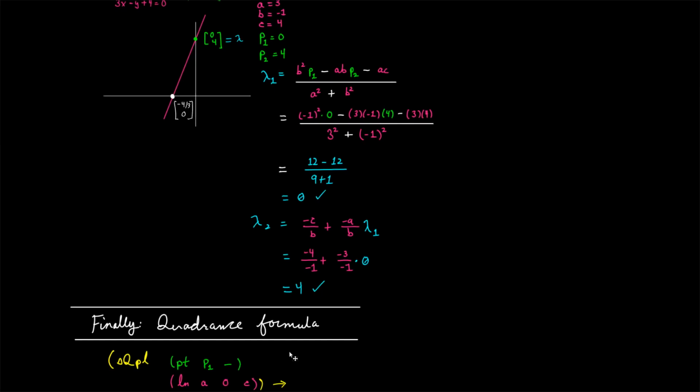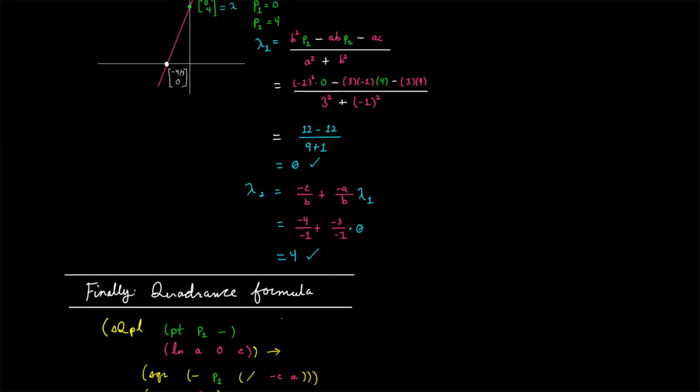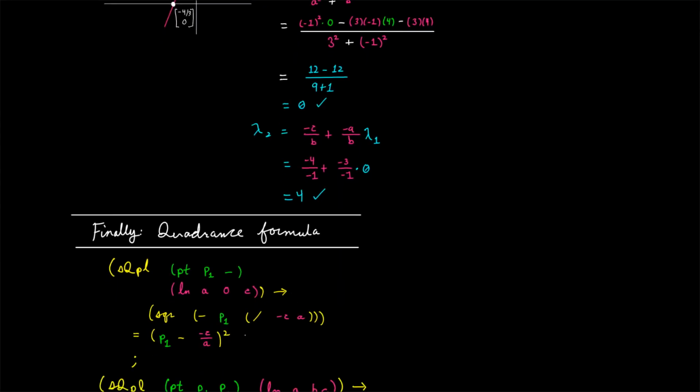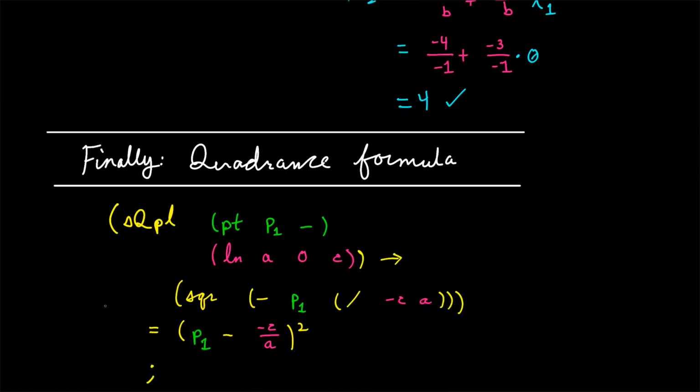All right, and finally our quadrants formula. I didn't actually write out the quadrants formula. I wrote out a recipe for how to get it because I kind of ran out of steam. All right, and then what is squipple? Standard quadrants between a point and a line. That's right. Standard quadrants between a point and a line of a point, P1, and then this dash means I don't care, and a line A0C.